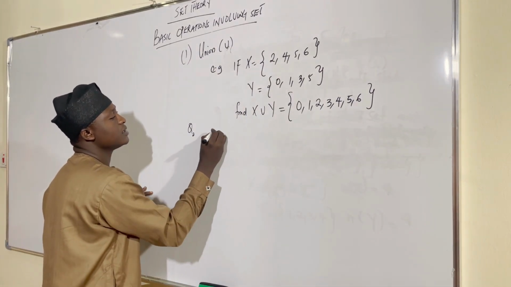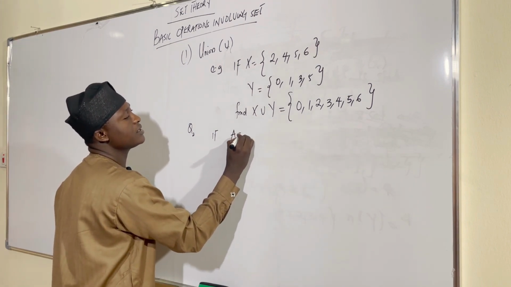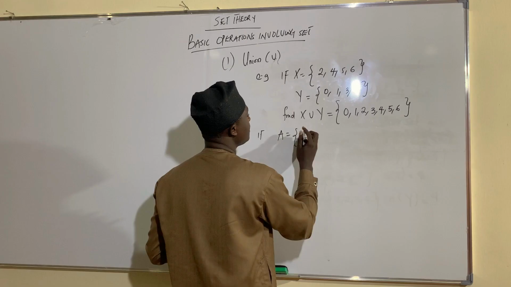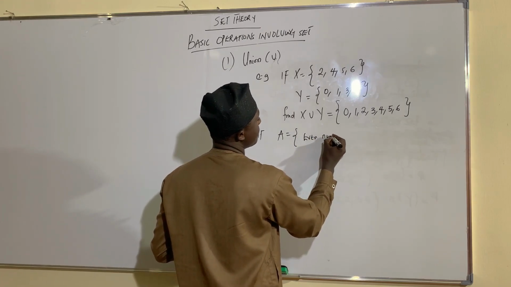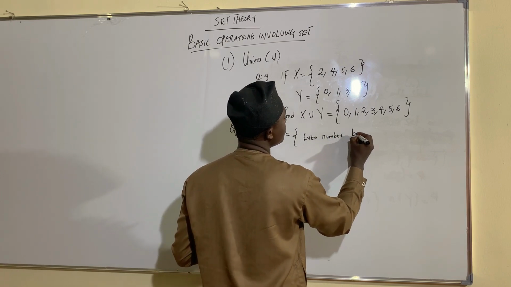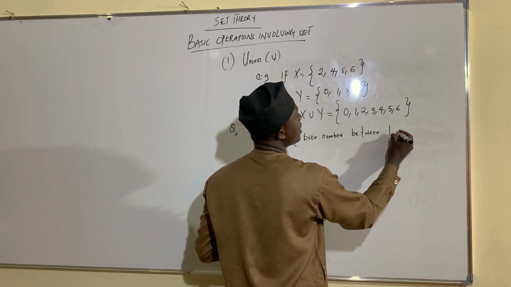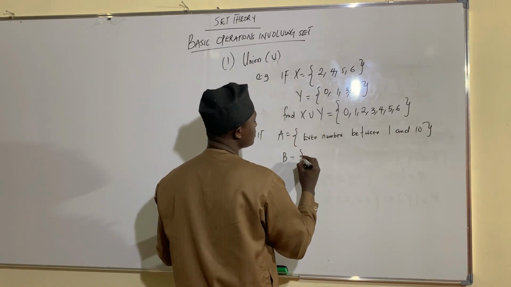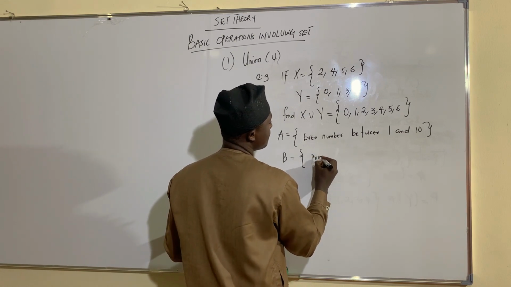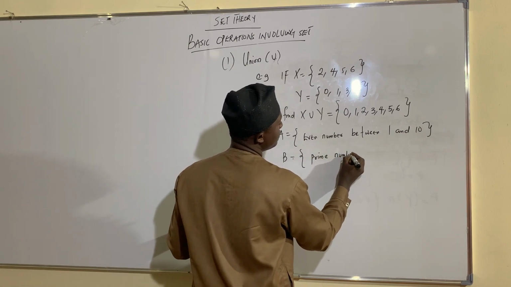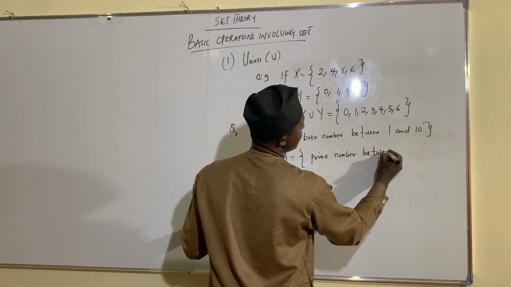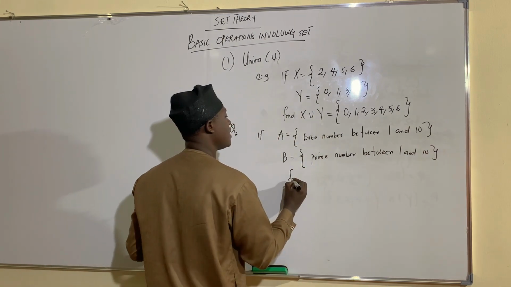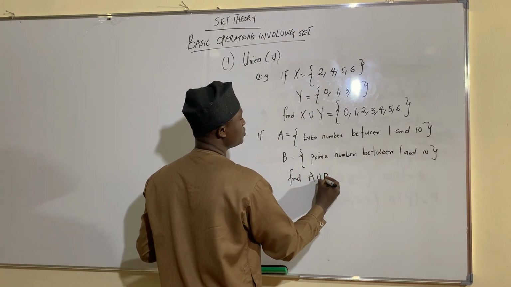This is example 2. If A is equal to even numbers between 1 and 10, and B is equal to prime numbers between 1 and 10, the question says find A union B.